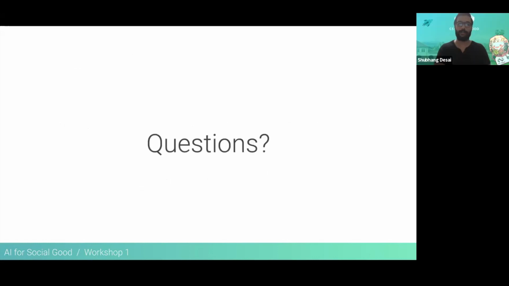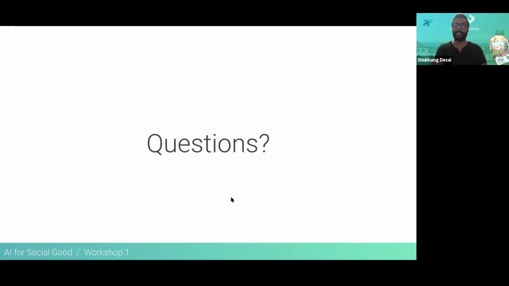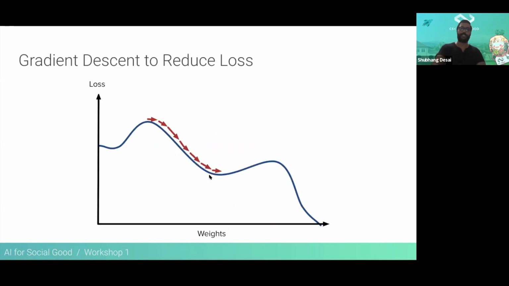Okay. So if there are no more questions, I can move on. So how can we minimize this? Any ideas on how we can minimize this function? I've said this term a couple of times so far, in case you were listening. So I'm just going to go ahead and spoil it. We use this process called gradient descent.